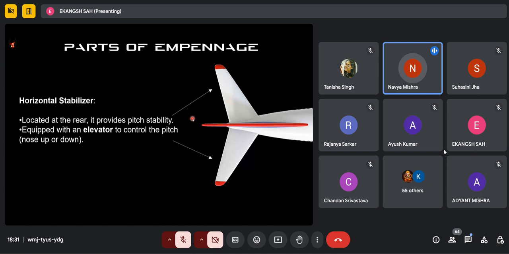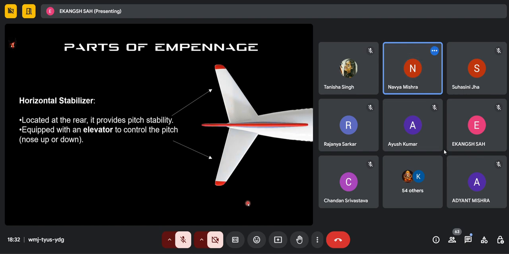Next slide. In our tail, we have the horizontal stabilizers. As you can see, the arrow is showing the horizontal stabilizer of the plane. It is located at the rear side of the plane, and it provides pitch stability. By pitch we mean the movement of the nose. It moves the nose up and down, right? It is also equipped with the elevator, and the primary function of an elevator is to control the pitch. And we all know that pitch motion is about the lateral axis. Now we'll proceed to the vertical stabilizer.